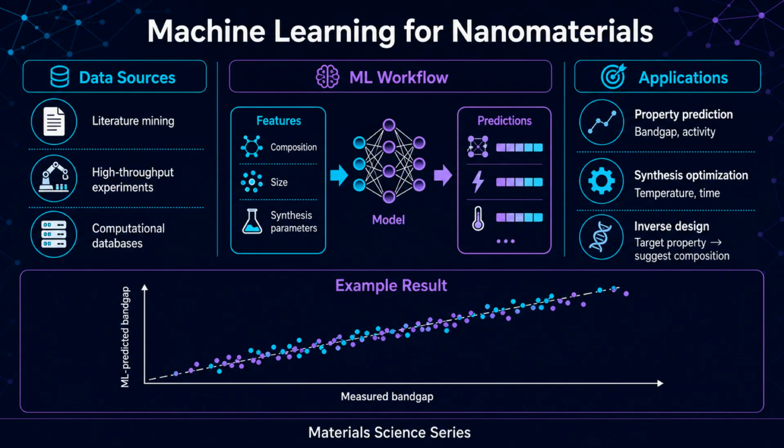Data comes from literature mining using natural language processing to extract quantitative results from publications, high-throughput experimental platforms that rapidly generate systematic datasets, and computational databases like Materials Project. As these datasets grow and models improve, AI-guided experimentation is becoming standard practice in materials research.